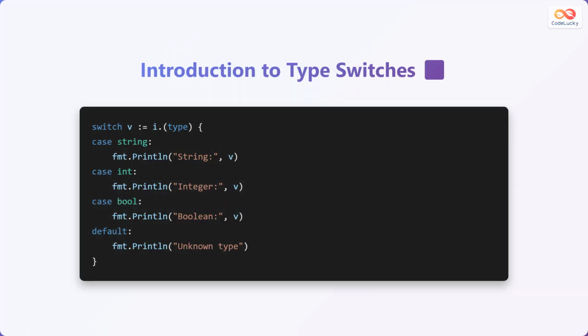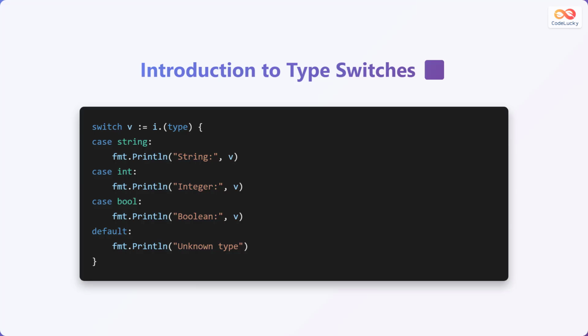Type switches are used to perform different actions based on the concrete type held by an interface. Here's the basic syntax of a type switch: switch v := i.(type) {. This switch statement checks the type of the interface variable i.